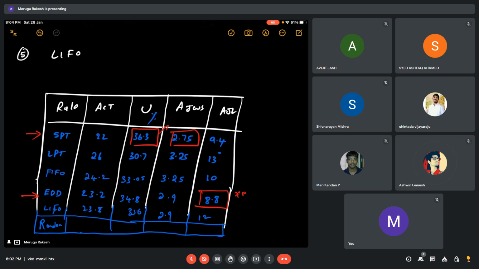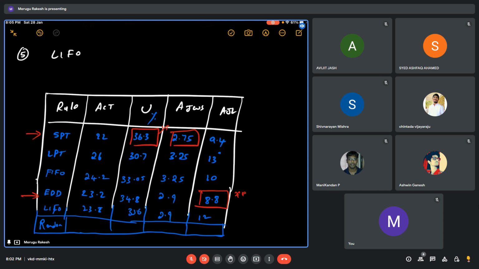Okay. But these models are sufficient, okay? So many models are there, like 12 or 13 models. Yes, but these are the main models. Only SPT, earliest due date, LPT. These are the three important models that you should know. But there is some problem with SPT, because the average job waiting time is more compared to EDD. That is the only drawback in SPT. So these are the comparisons I am saying.